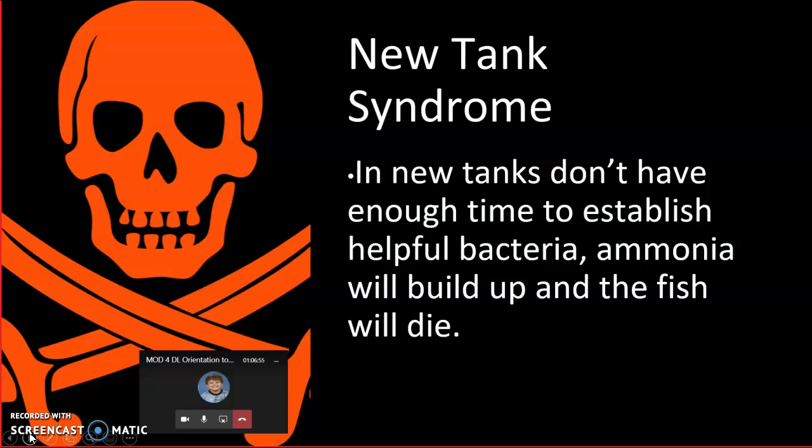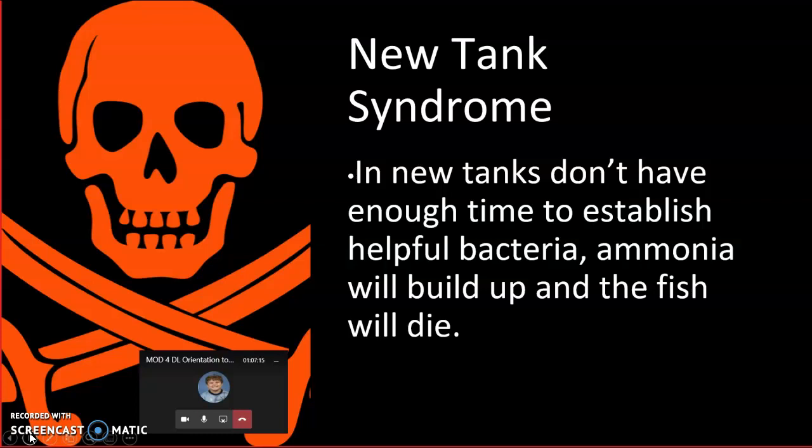So even though there's a filter, when your fish go to the bathroom and start eating and living, they're going to release ammonia, okay? The poop that they make and the food that they don't eat and starts to decompose in the tank produces ammonia. Ammonia is highly toxic to fish and it kills them.